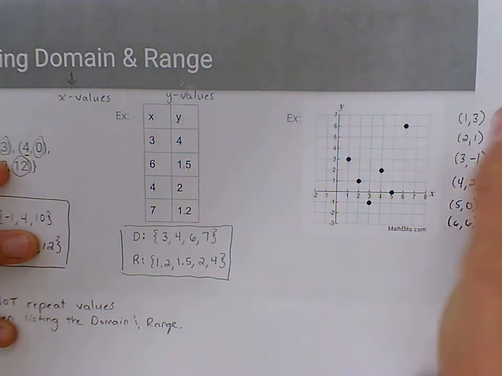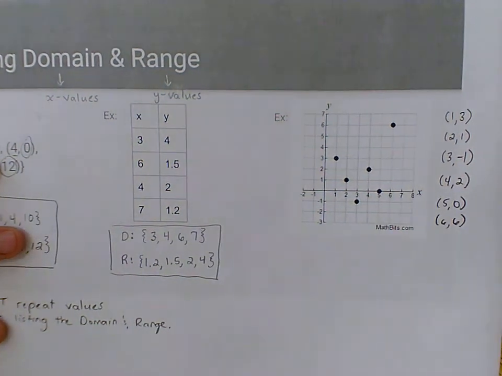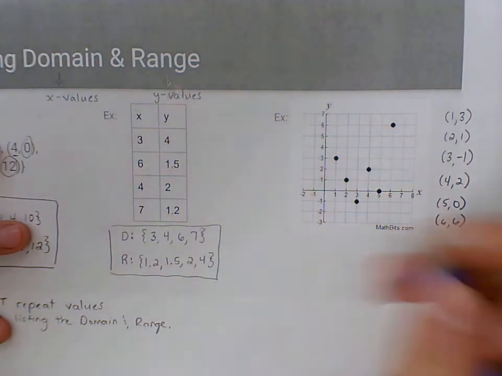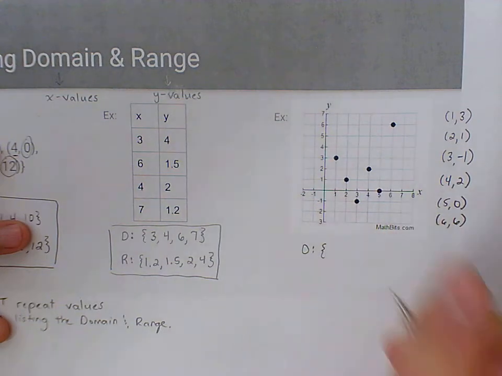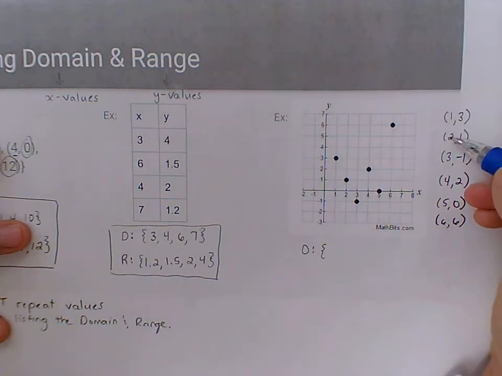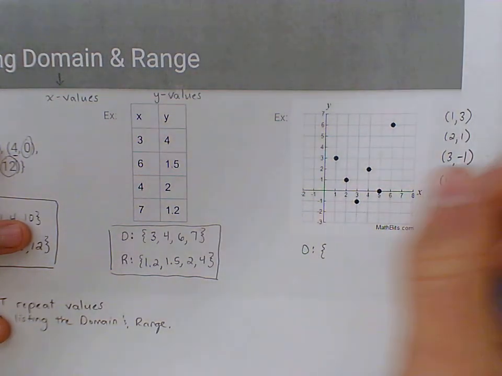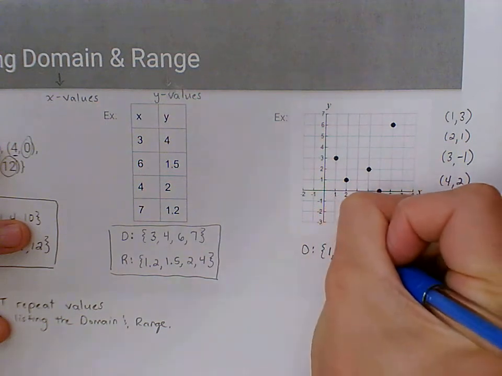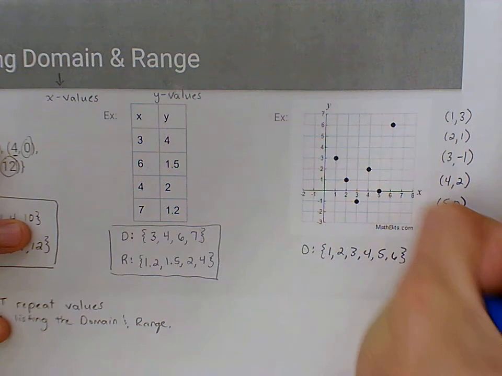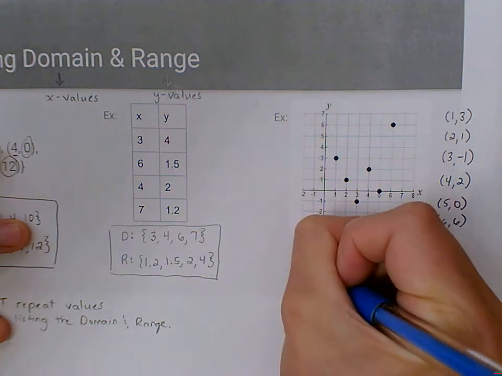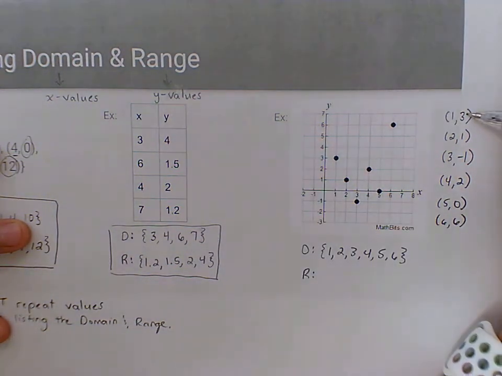All right, so then from there, now I can just very easily kind of take my x values and write them down, and then just make sure that if there are any repeated ones, you don't repeat them. So we got 1, 2, 3, 4, 5, and 6. Oh, wow, that was easy. So there's no repeated ones, so all I have to do is just list them out. All right, and then we have the range. So the range, we've got the 3, 1, negative 1, 2, 0, and 6. And again, I'm going to list them in order.